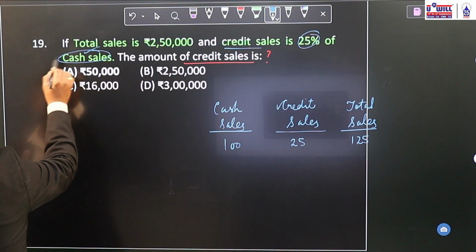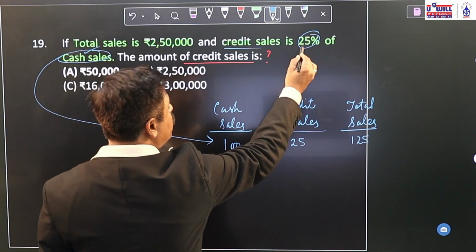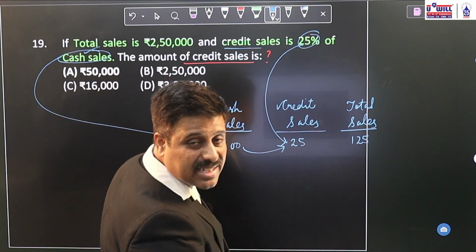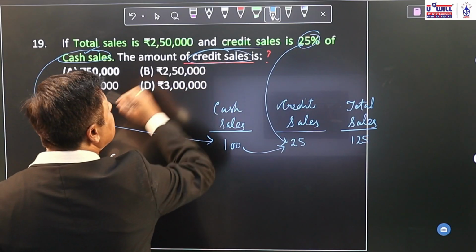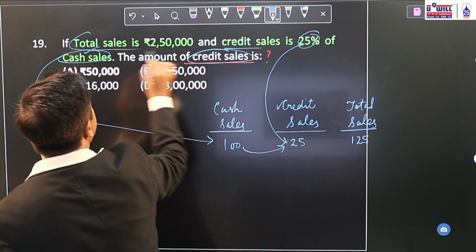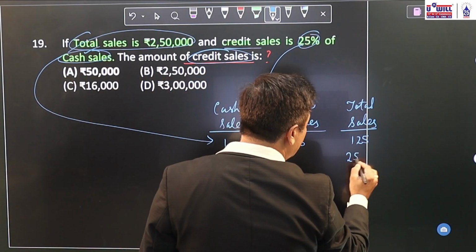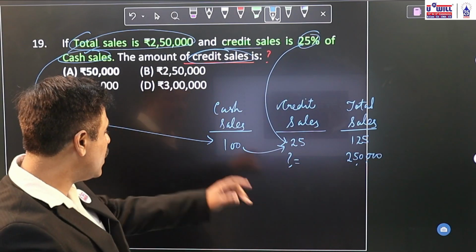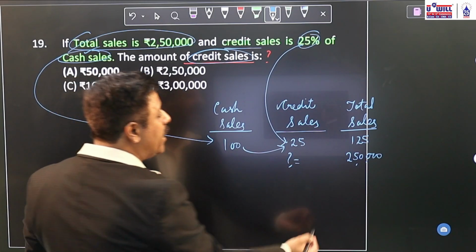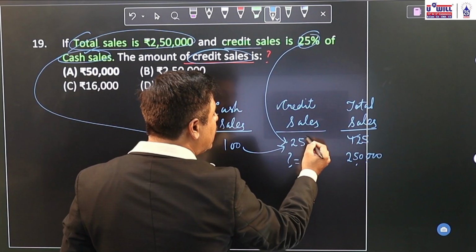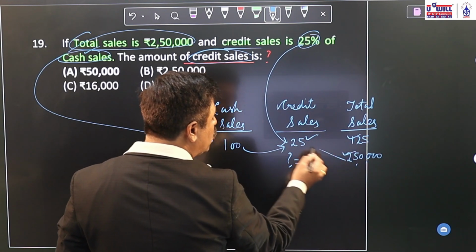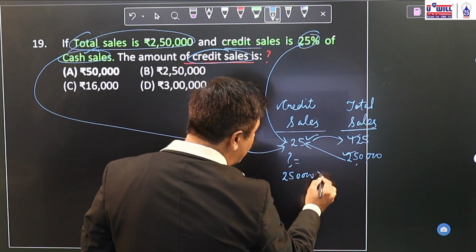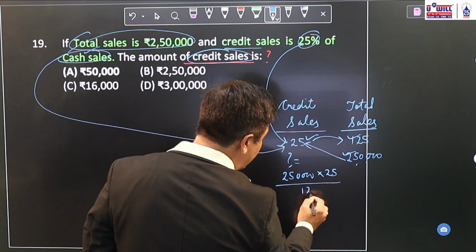Suppose you assume cash sales as 100. Credit sales is 25% of that, 100's 25% will be 25 itself. 100 plus 25, total sales 125. They have asked you credit sales in the question. So if total sales is 2,50,000, what would be the credit sales? Had they asked you cash sales, then put question mark here. Now compare it. When total sales is 125, credit is 25. So 2,50,000 how much? 2,50,000 multiplied by 25 divided by 125.